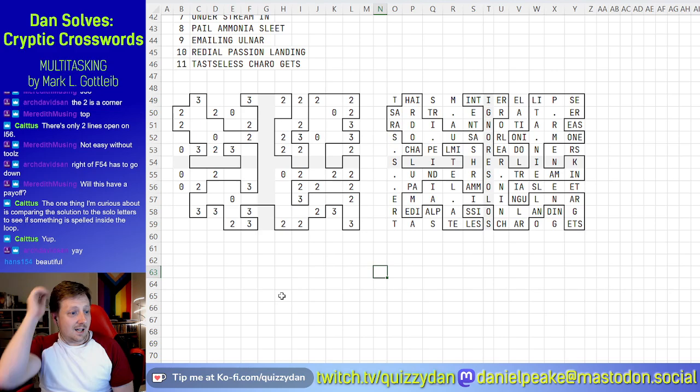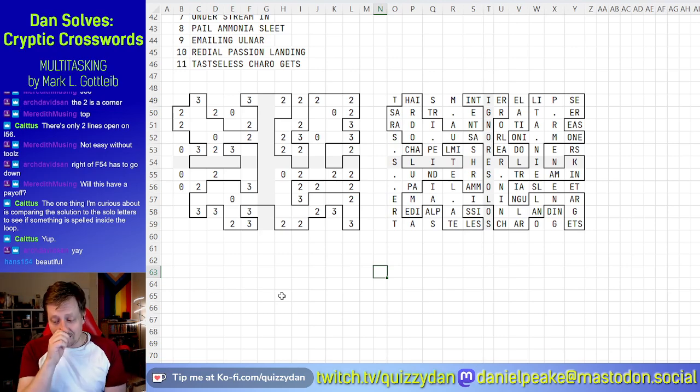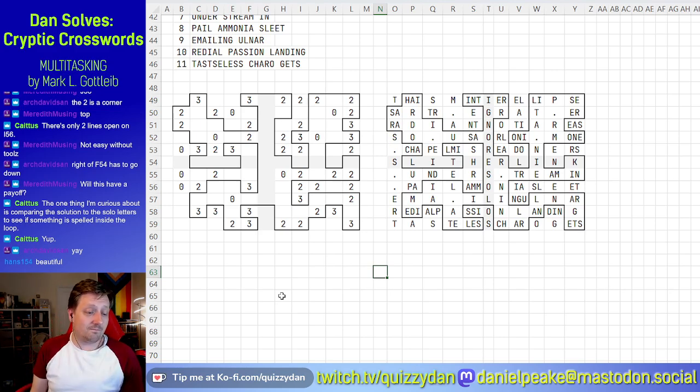There you are. And does that spell out a hidden message or anything? Not that I can see, but that is a surprising thing, because it was called multitasking, so we turned it from a crossword puzzle to a logic puzzle. So thank you very much, Mark Gottlieb, for getting us to multitask.